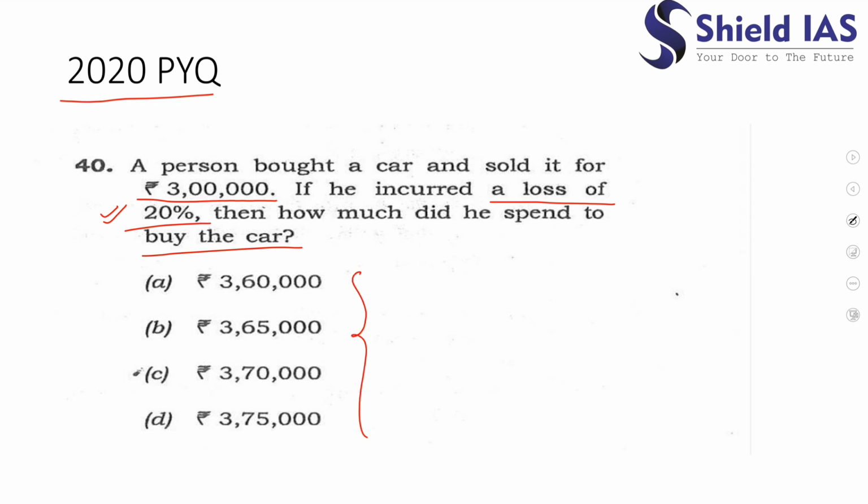Just we have to see whose 80% value comes out to be 3 lakh, because 20% is the loss. So the value that he was able to realize is only 80%. So let us see 3,60,000 into 80%. So this comes out to be 3,600 into 8, 0, 0, 8 6 are 48, 4 8 are 24. So this is not the right answer.